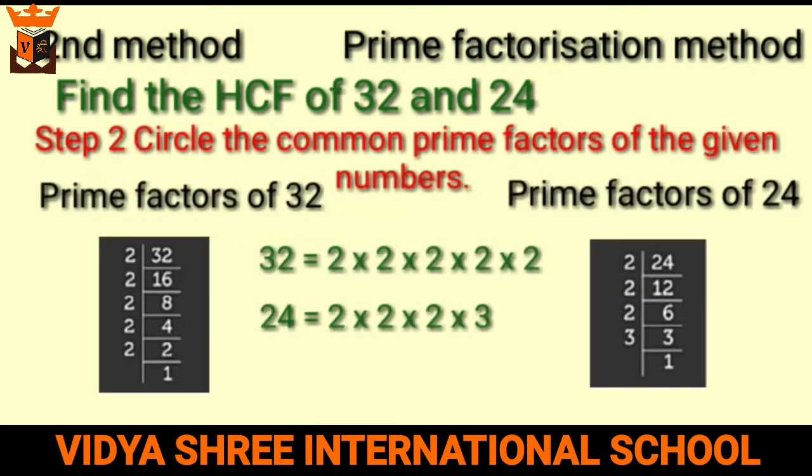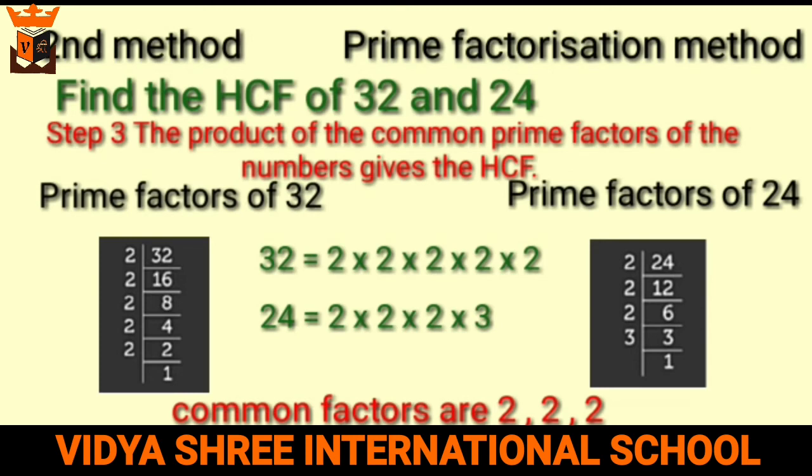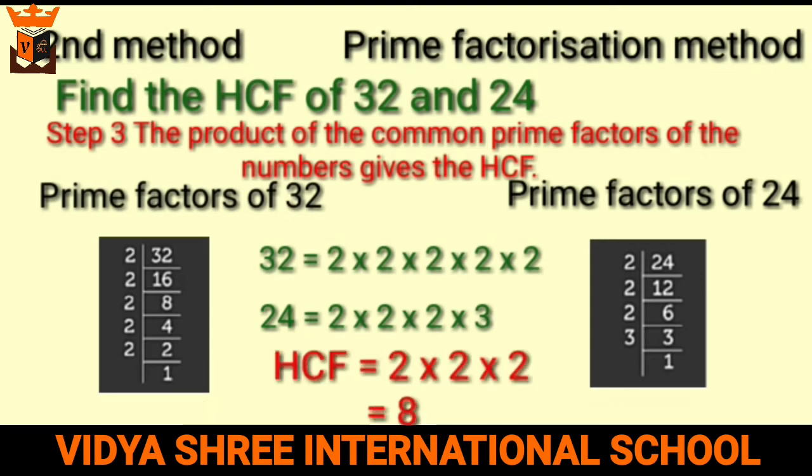In step 2, we will circle the common prime factors of the given numbers. Here the common factors are 2, 2 and one more 2. In step 3, the product of the common prime factors of the numbers gives the HCF. So the HCF of 32 and 24 will be 2 multiplied by 2 multiplied by 2, which is equal to 8. While solving the sums of exercise 3.6 question number 1, you will follow the prime factorization method.